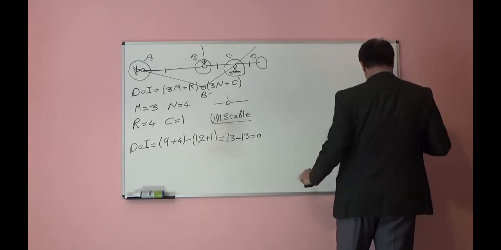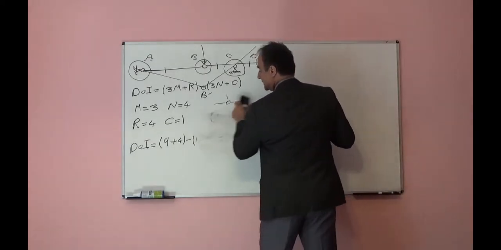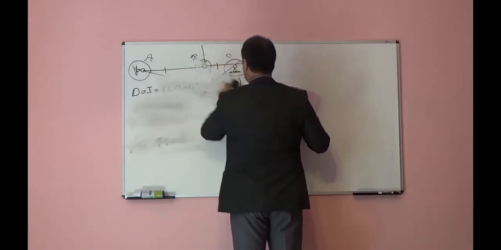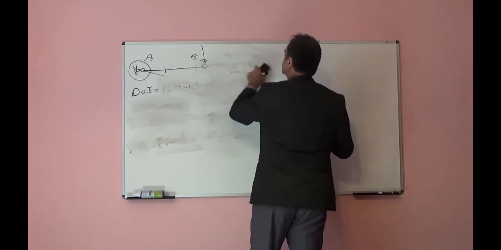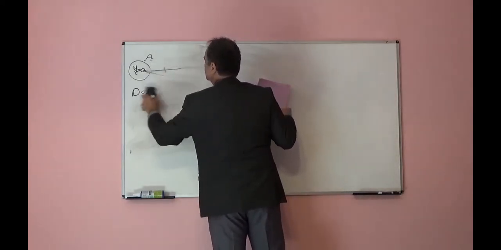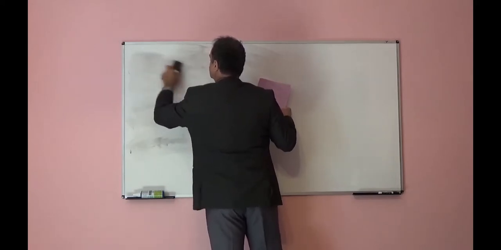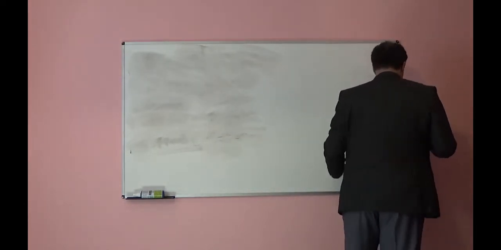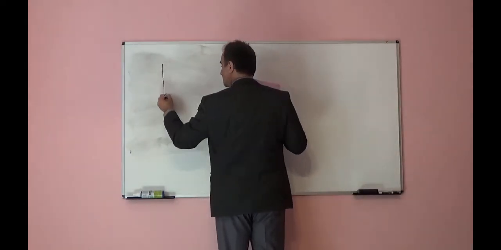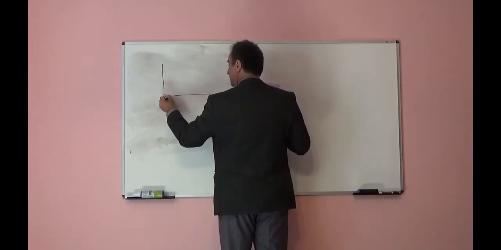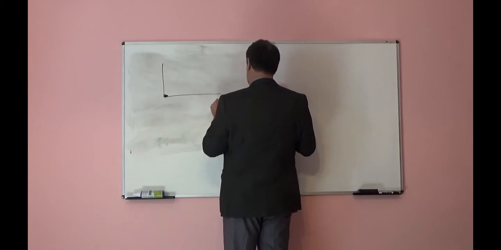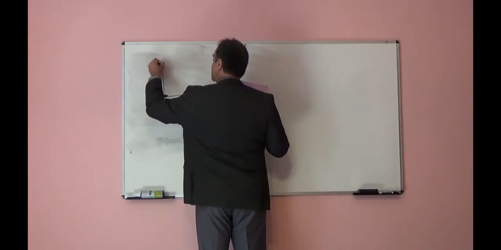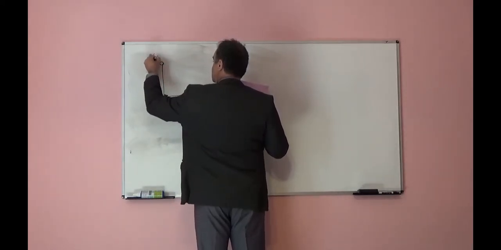Let's look at the next example. Next structure is like this. We have 2 members, a rigid joint here, 1 hinge support here, and another roller support here.